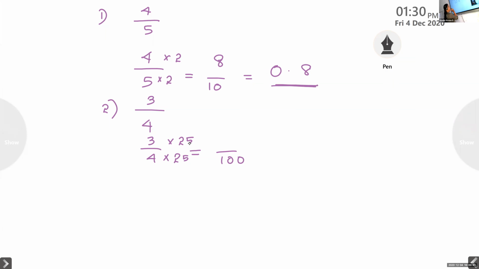It is easy when you multiply with 25. So your answer is 75 by 100 now. Isn't it, children? Yes, ma'am. Clear, children? And what is the answer? 0.75.